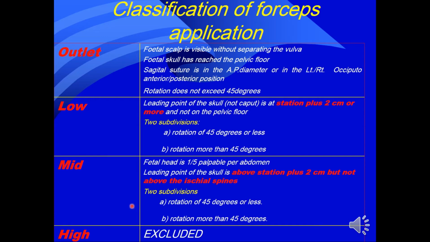Mid: fetal head is 1/5 palpable per abdomen. Leading point of the scalp is above station plus 2, but not above the ischial spine. Also, there are two subdivisions: rotation of 45 degrees or less, rotation more than 45 degrees.